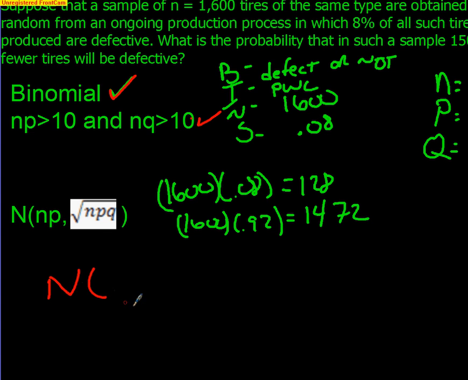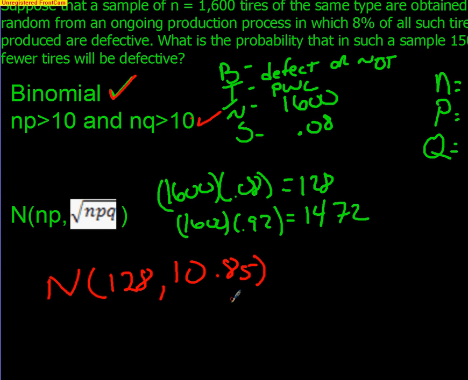So now this is normal. My np, which I did right here, is 128. And for my square root of npq, I can use the calculator. I have 128 times 0.92, which is 117.76, and I'll take the square root of that. My standard deviation here is 10.85, rounded to 2 decimal places.